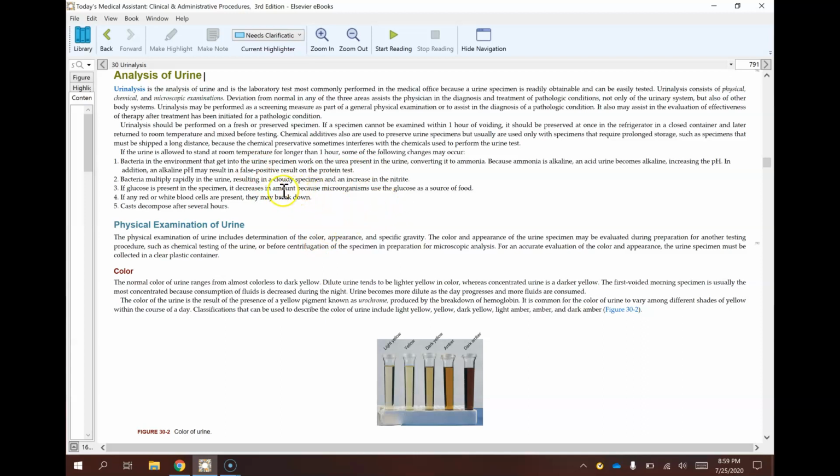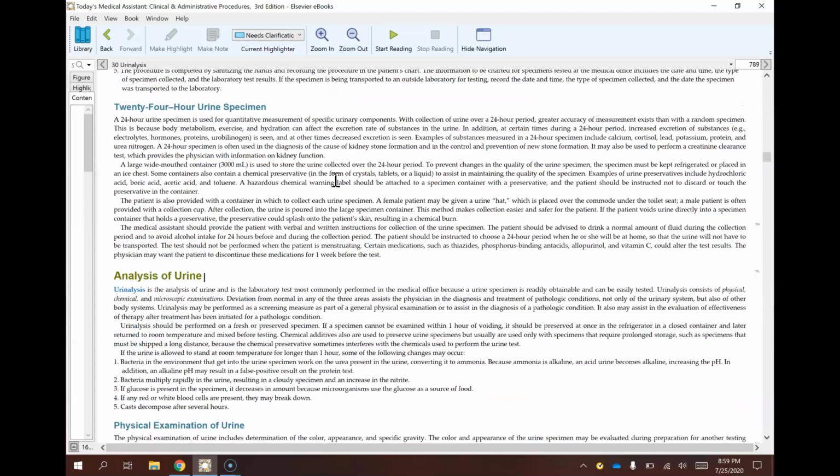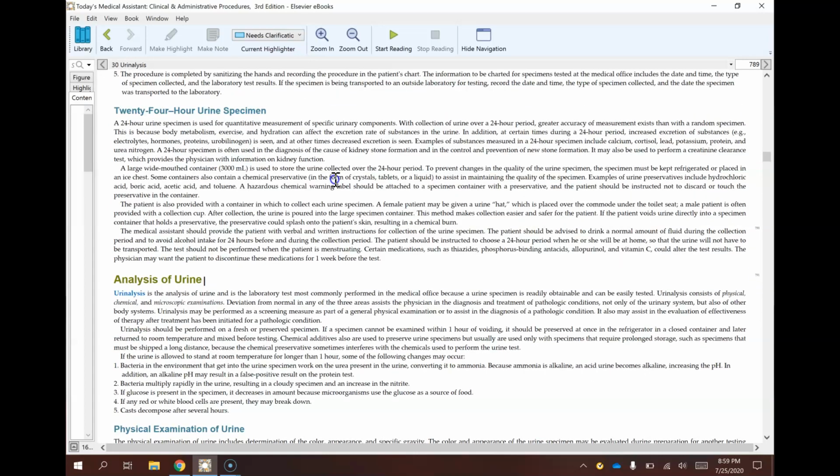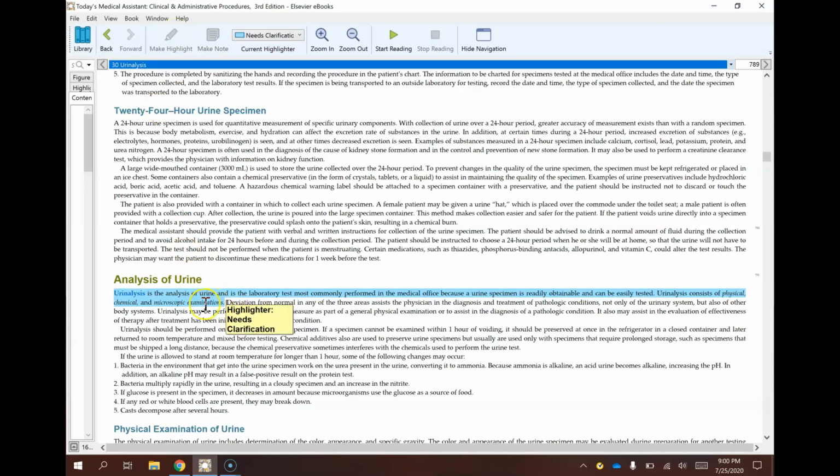If you let urine stand at room temperature, remember, this was one of the questions we went over earlier. Sorry, I was trying to get the highlighter. Let me try this because it is nice to have this important point highlighted, but it's not going to let me do that, is it?